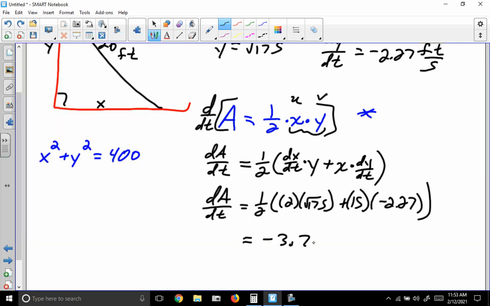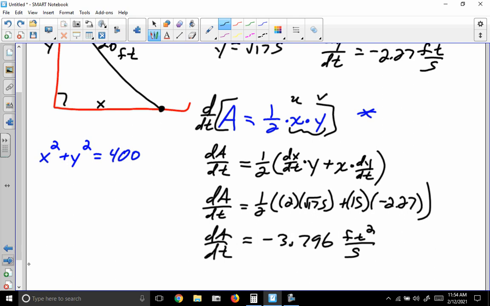Negative 3.796. Our lengths are in feet, so our area is in square feet, and our time is in seconds. So our area is getting smaller by about 3.796 square feet per second when our ladder is sliding down the wall at the instant that this distance is 15.